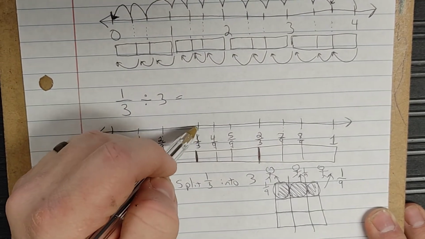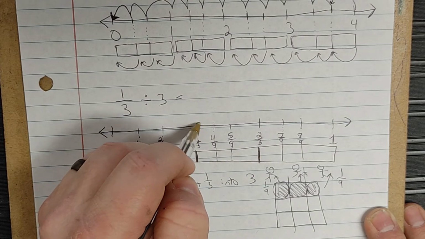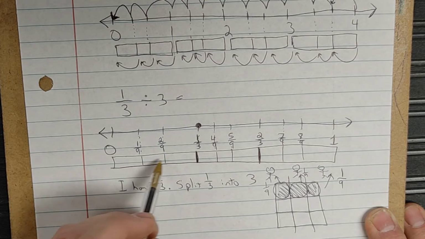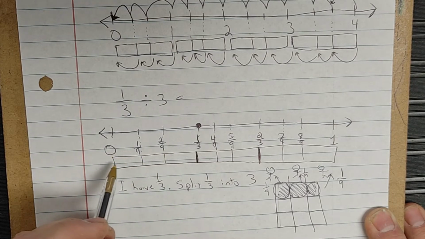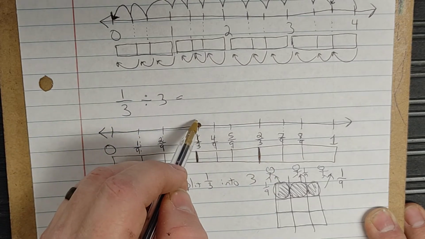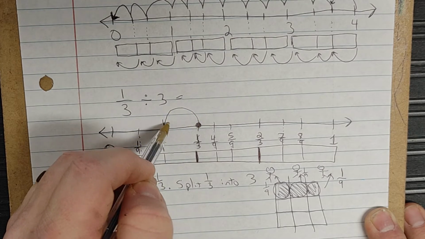So what does this mean when we're using the number line? It means that we start at 1/3, and we're going to split it into 3 pieces. Now that we've already shown below here each third being split into 3 pieces each, it makes it a little more concrete. You're able to see it a little better, I think.